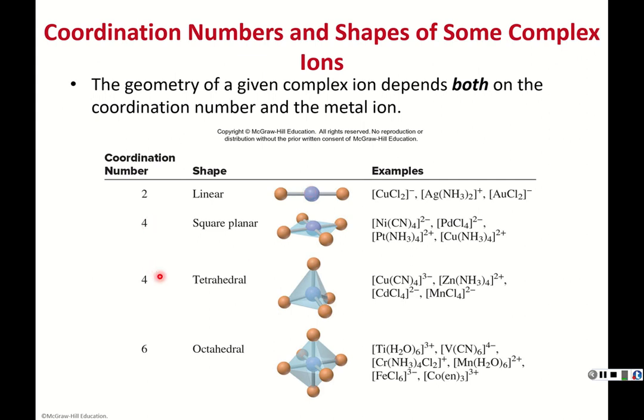A coordination number of 4 can either be square planar or it can be tetrahedral. And some examples of complex ions of each of those are shown here. And then 6 makes an octahedral shape. And remember, 6 is the most common.